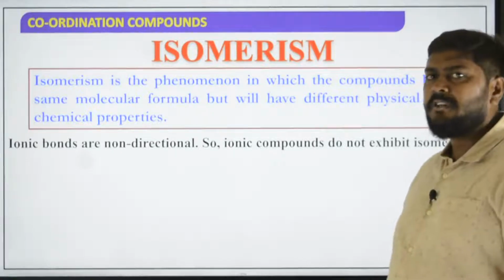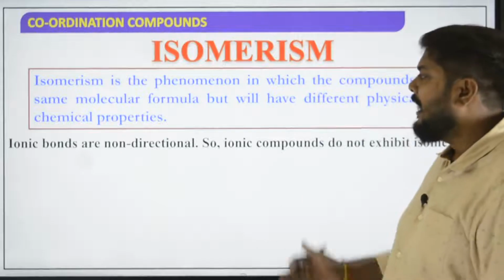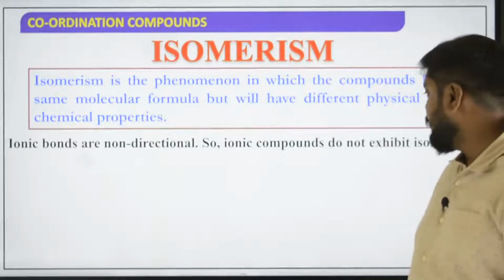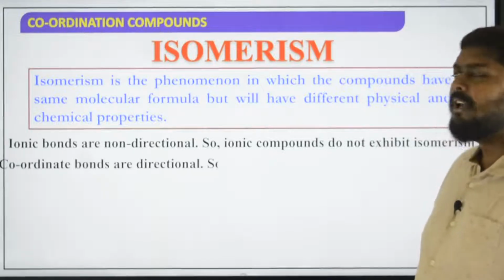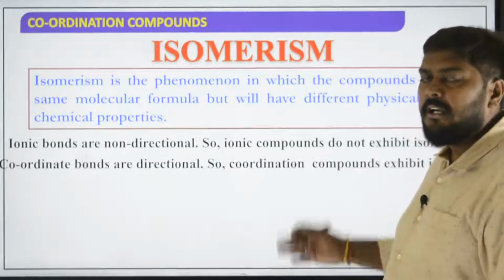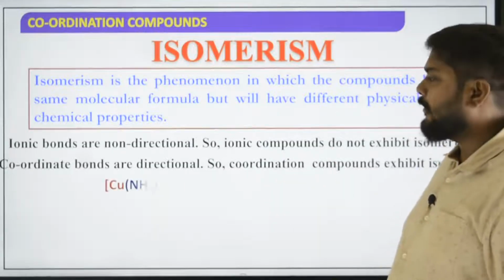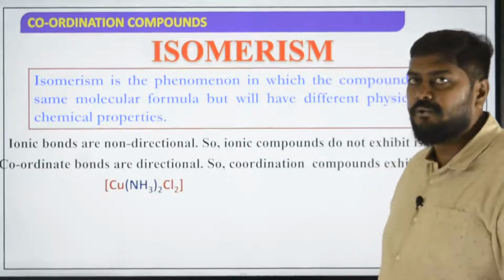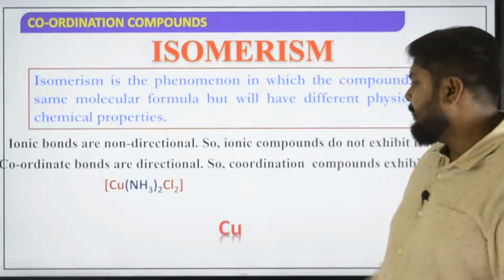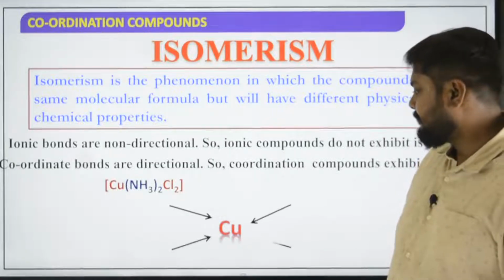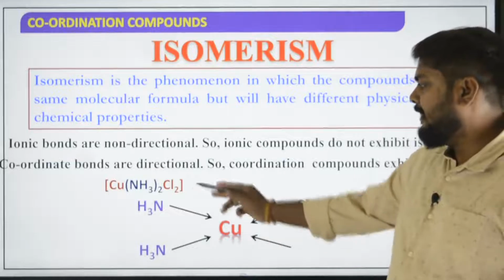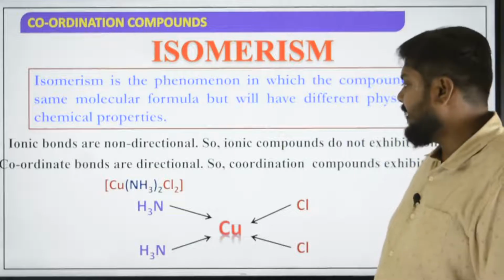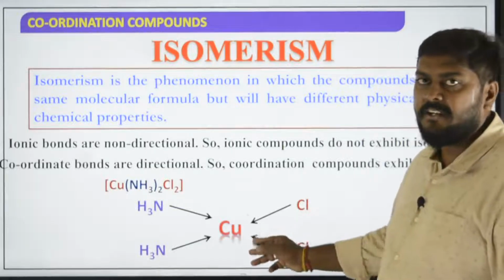Does an ionic bond give isomerism? No, because ionic bonds are non-directional, so it won't exhibit isomerism, right? Coordinate bonds are directional, so they give us isomerism. For example, we take a complex [Cu(NH3)2Cl2]. NH3 may be on the same side and Cl on the same side, or else arranged differently, right? That can be shown in this shape.